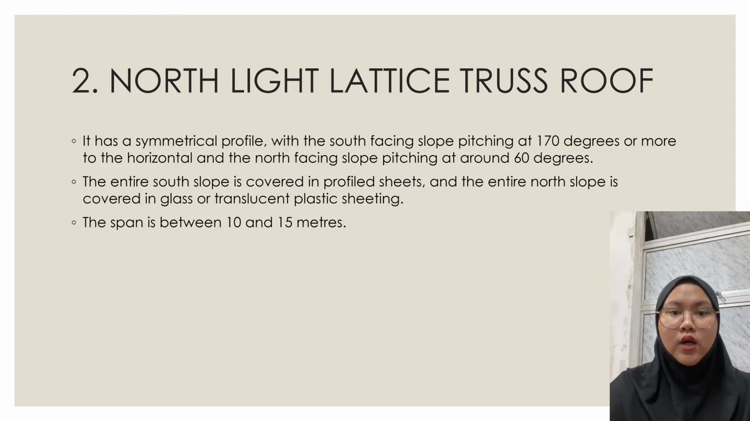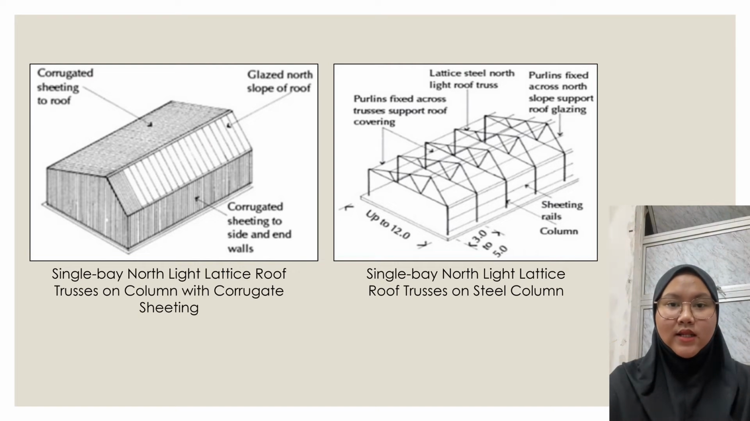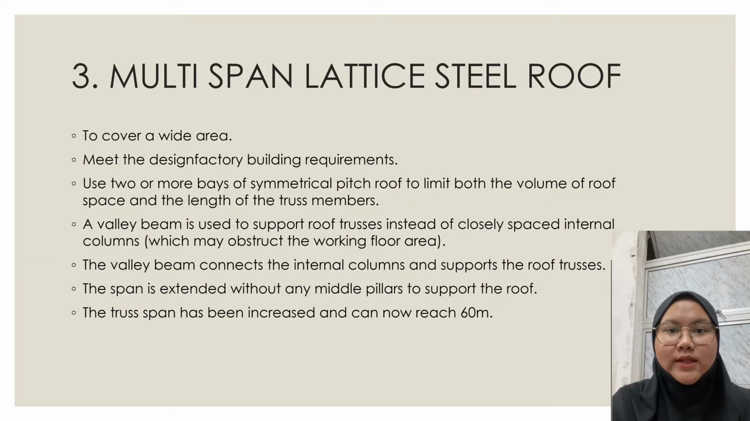The entire south slope is covered in profile sheets and the entire north slope is covered in glass or translucent plastic sheeting. The span is between 10 and 15 meters. First, single bay north light lattice roof trusses on column with corrugated sheeting. 2. Single bay north light lattice roof trusses on steel column. 3. Multi-span lattice steel roof. To cover a wide area, meet the design factory building requirement.